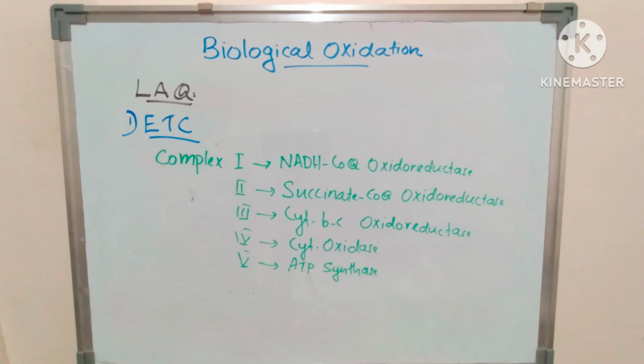Electrons from NADH and FADH2 are passed through these complexes and release energy to pump protons, that is H plus, into the intermembrane space to create a proton gradient. Here oxygen is the final electron acceptor and forms water.